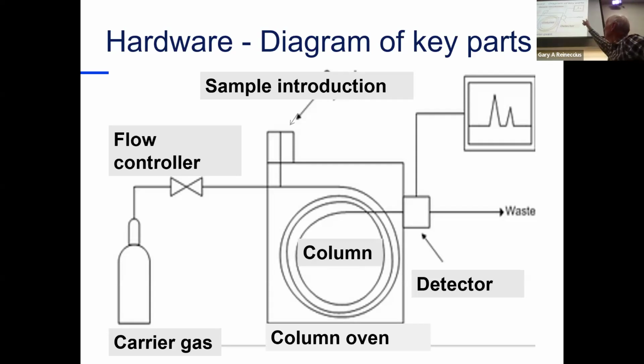There's a figure up there that shows two peaks. These would be the compounds as they elute from the end of the column. They go into a detector, they get detected. There are numerous kinds of detectors. It depends on what you want to see.